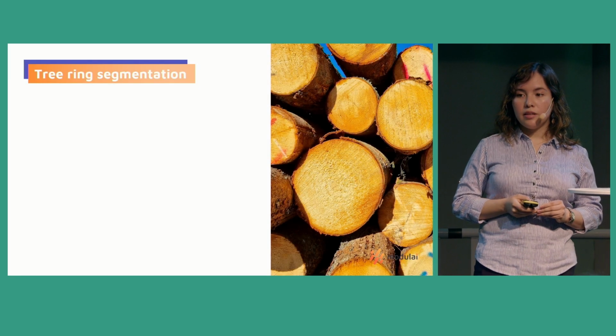Another problem where we used synthetic data was tree ring segmentation. The objective of this project was to count the rings to determine how old a tree is. This is a very, very specific problem. There are no available datasets focused on this problem, so we had a lot of limitations. And annotation of tree rings is very difficult. You need someone who is specialized, who really knows how to count the rings on the tree.